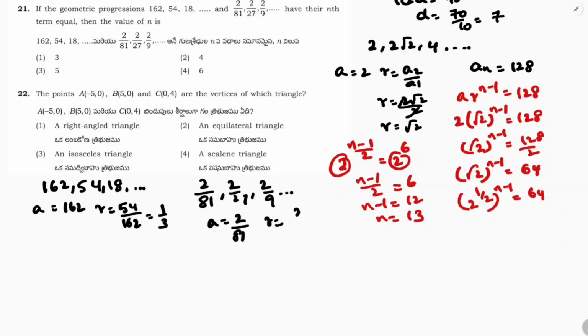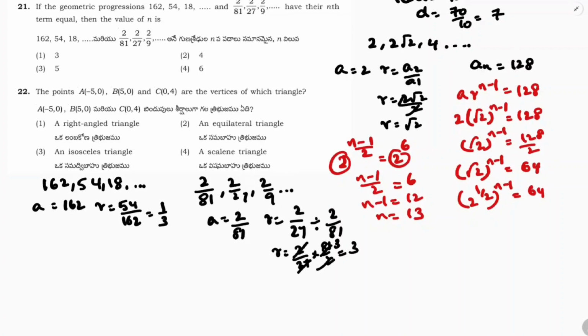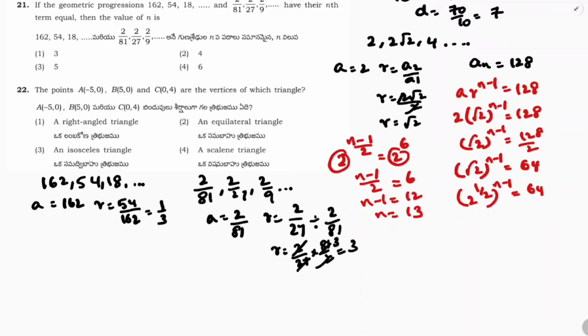r is a2 by a1. So 2 by 27 divided by 2 by 81, that is 2 by 27 into 81 by 2. If we cancel 2, and 27 ones are 27, 3. So r is 3. For both the GPs, you need to find n where the nth term of the first equals the nth term of the second. The nth term is a r power n minus 1.